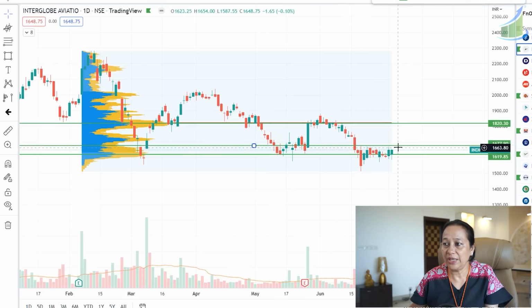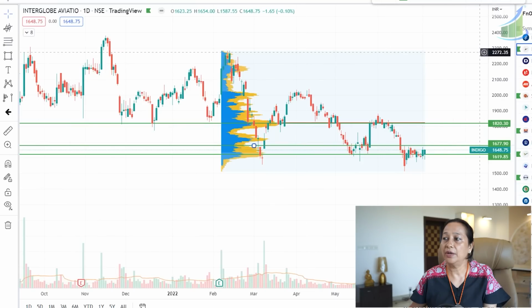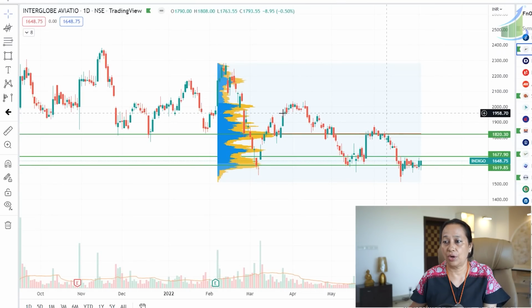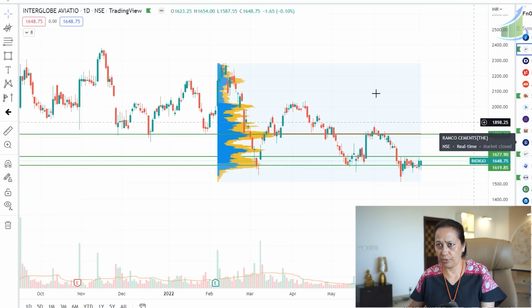So demand zone is being created right now in Indigo. Above 1680, we can expect a good breakout. And what target can we expect? We can expect it to go till about 1820. So this is a very, very beautiful indicator, but you have to develop an understanding of this indicator. A lot of stocks I selected yesterday, which were sitting on a very, very good support.